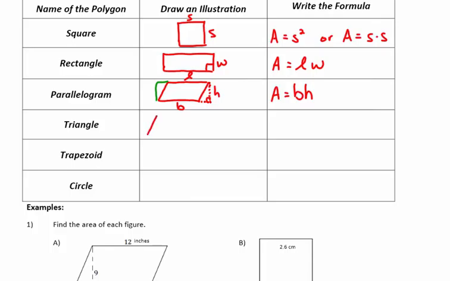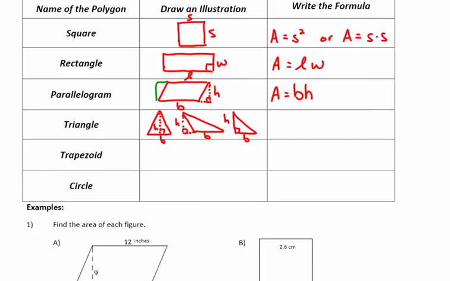Triangles can look all kinds of different ways. We could have a triangle that looks like this. We could have a triangle that looks like this. We could have a triangle that looks like this. It's similar to a parallelogram. There's two sides that make it. The base is the bottom side, and the height is how tall the triangle is. And if you notice, that will create a right angle again. So the base and the height create the right angle.